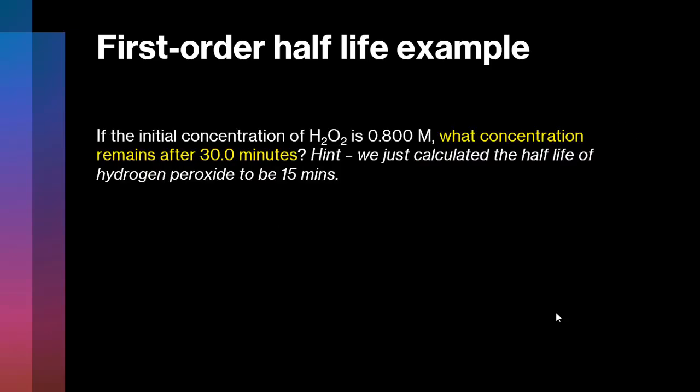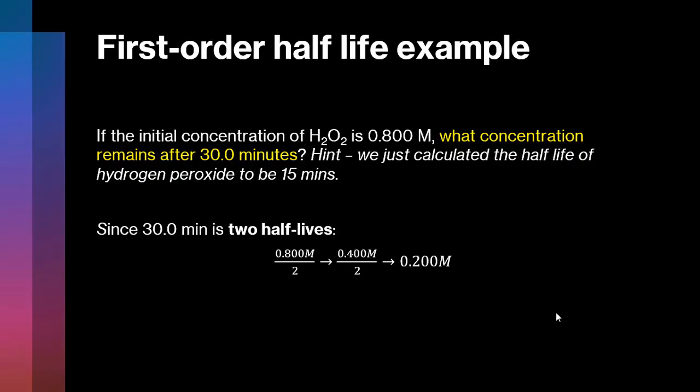Suppose our initial hydrogen peroxide concentration is 0.8 molar. How much remains after 30 minutes? Remember, we just determined that the half-life for first order reactions for hydrogen peroxide is 15 minutes. 30 minutes is therefore 2 half-lives. So after the first 15 minutes, we're going to see that 0.8 molar is going to decay into 0.4 molar. After the second 15 minutes, we have another half-life decay where 0.4 molar is going to decay to 0.2 molar. So after 30 minutes, we will have 0.2 molar hydrogen peroxide remaining.